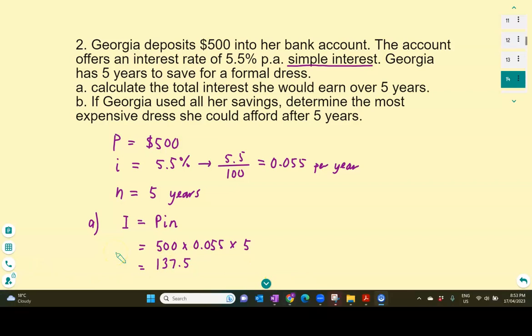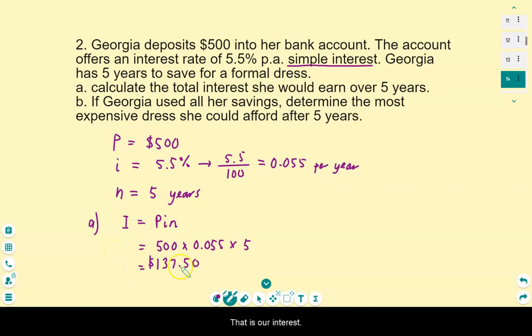Okay, so that is our interest. All right, so calculate. Have we answered the question? Yes, we have. Calculate the total interest she would earn over 5 years. Okay, part B. If Georgia used all her savings, determine the most expensive dress she could afford after 5 years. Before I do that, I am going to put a box around my little answer here because I might need it later. That makes it easier to find.